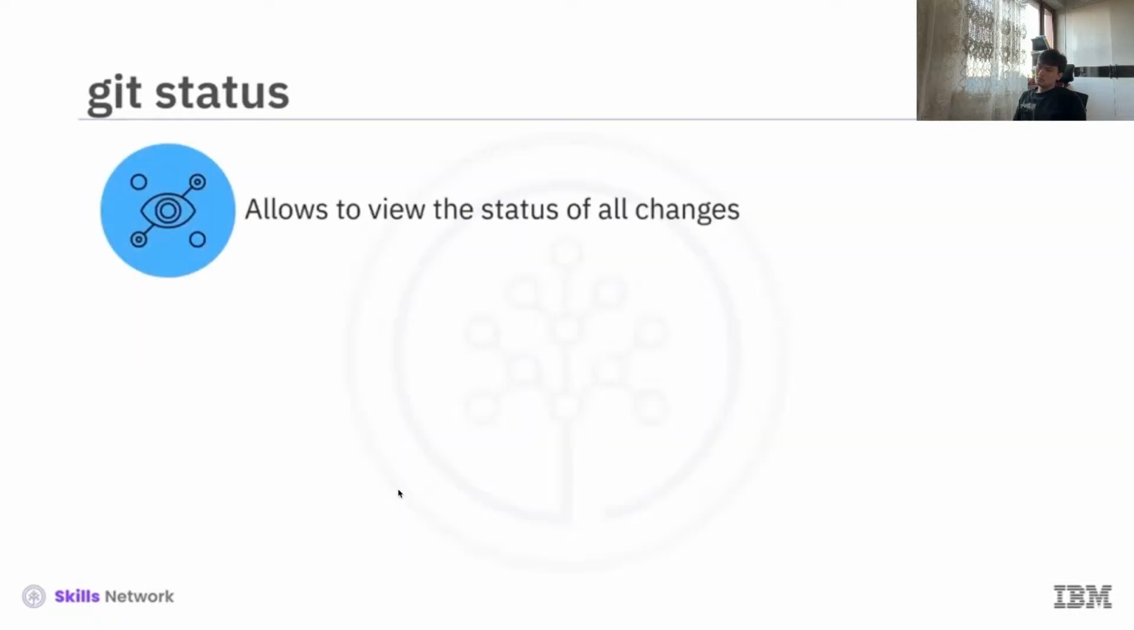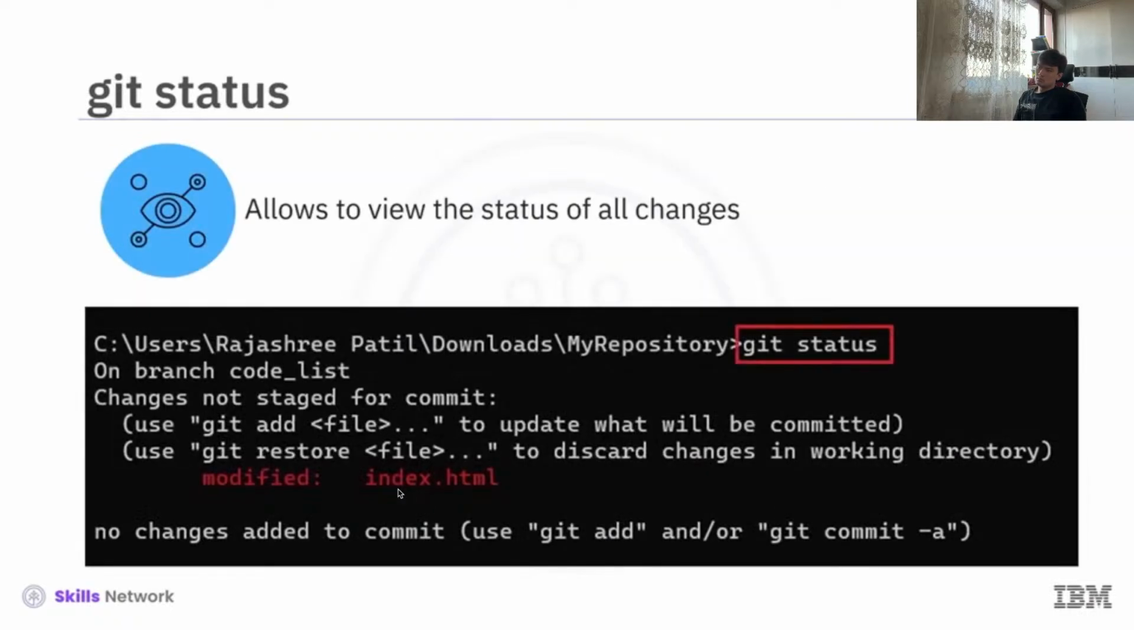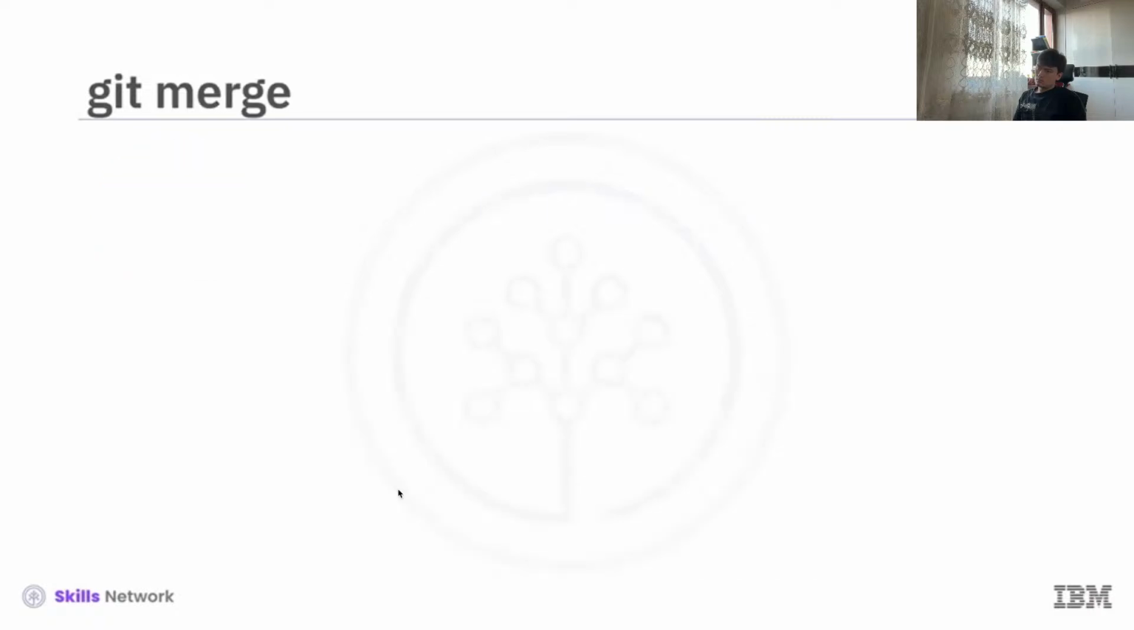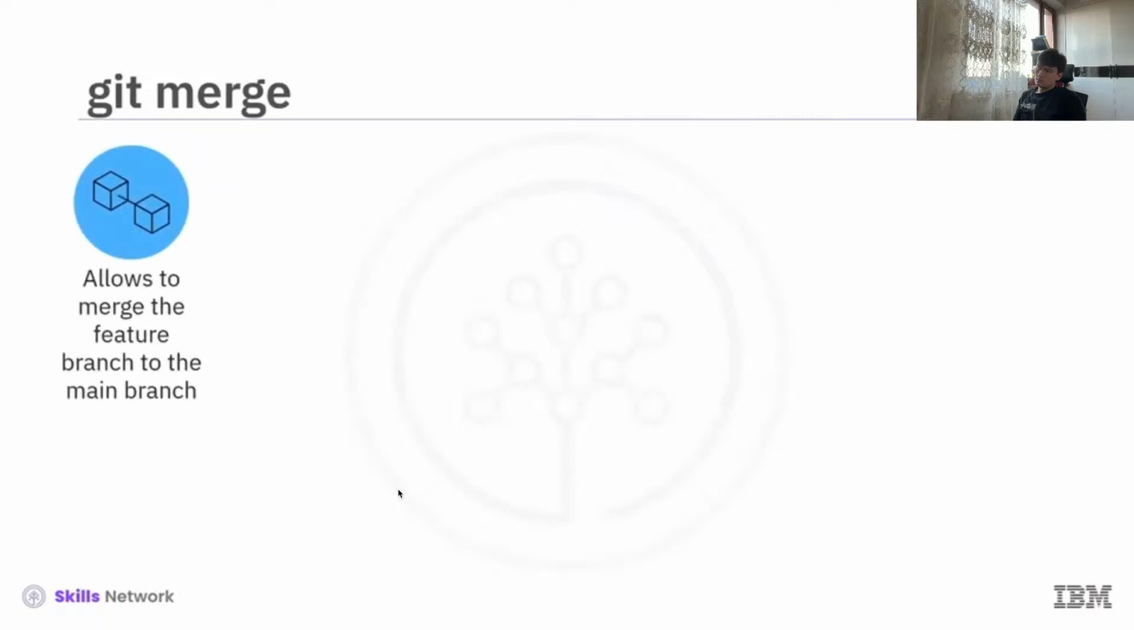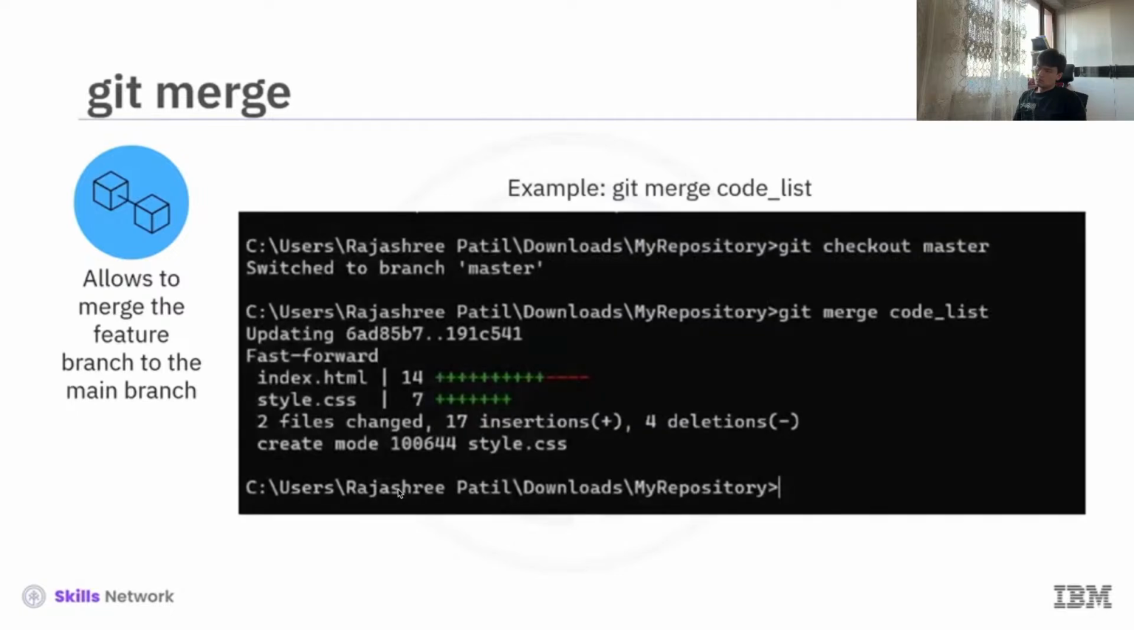To see the status of all the changes you made in your Git working directory, let's run the git status command. This command provides information about the state of your files in relation to the repository. Finally, git merge lets you put everything back together again and merge the feature branch with the main branch. In this example, we will use the git checkout command to navigate to the main branch first. Then, use git merge followed by the branch name, which in this case is code_list.